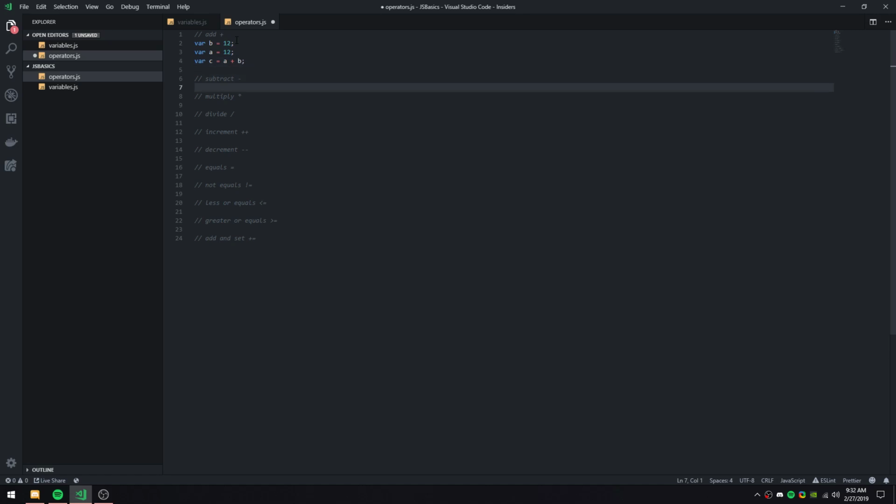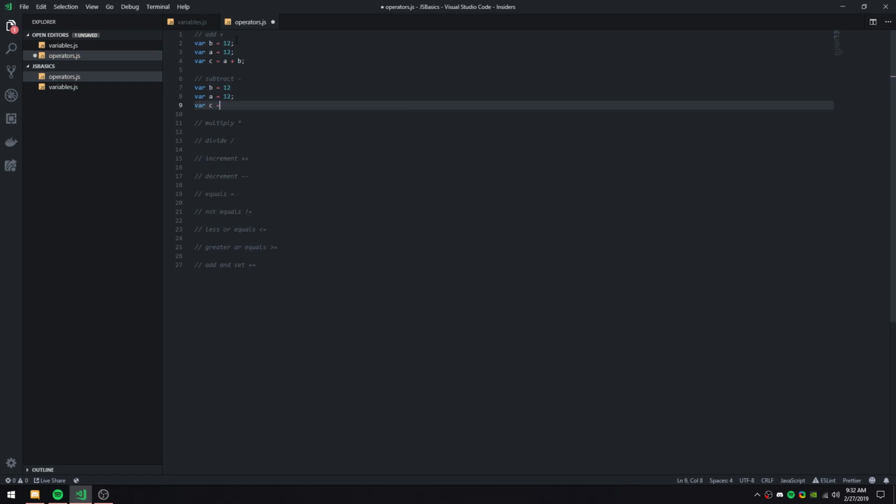The next one we're going to talk about is subtract. Subtract looks about the same way, except it's, well, a minus symbol, and if you know basic math, you should know how that works. So if we do var b equals 12, var a equals 12, and var c equals a minus b, it's going to be 0, because 12 minus 12 is 0.